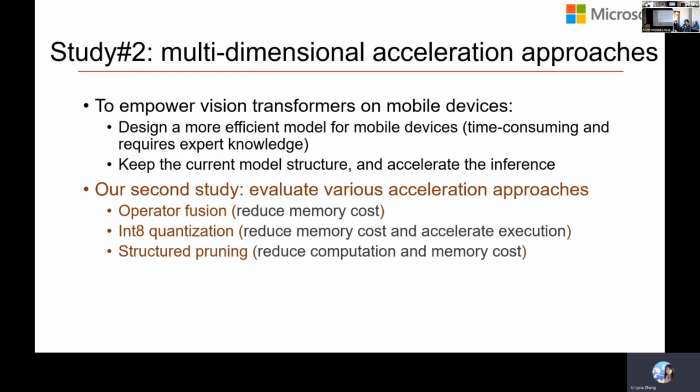If we deploy the current models rather than designing a new model, we can consider the acceleration approaches to reduce the latency. In our Study 2, we consider 3 popular acceleration approaches and evaluate how they accelerate vision transformers and the achieved minimal latency. These approaches are operator fusion, which is to reduce memory cost, int8 quantization, that can reduce memory cost and accelerate hardware instruction executions, and structure pruning that reduces the computation and memory cost.